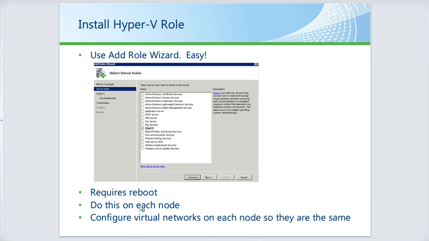It does require a reboot, and you'll need to install the Hyper-V role on each of the nodes of the cluster. Once you've done that, inside of Hyper-V you'll want to create an external virtual network that uses one of the physical network adapters inside of the server, so that each of your virtual machines can join out to the external network as well. And you want to make sure that the network configuration is the same on each of your Hyper-V servers in the cluster.